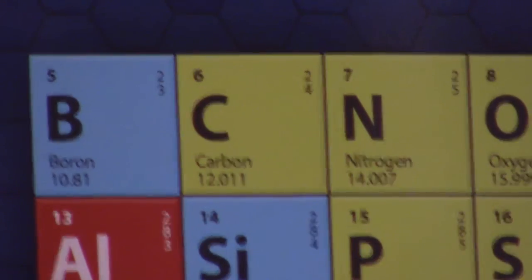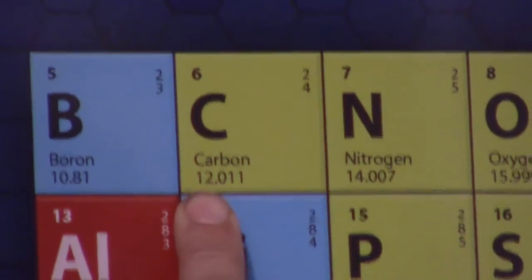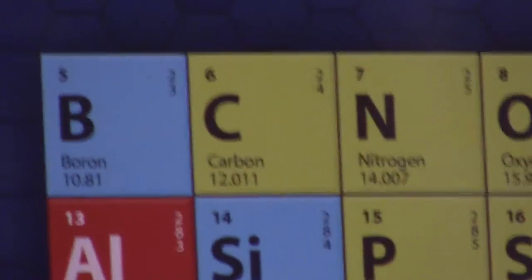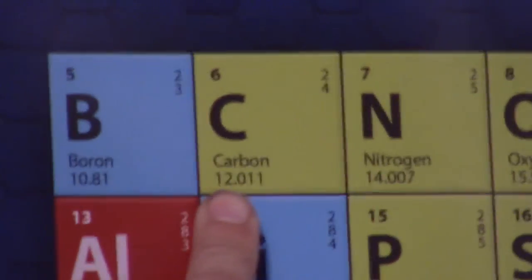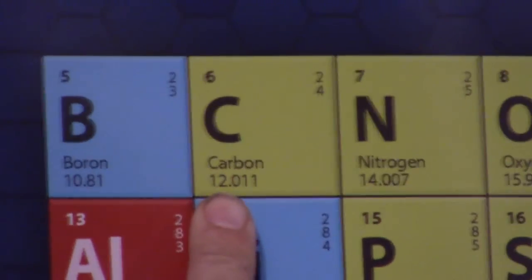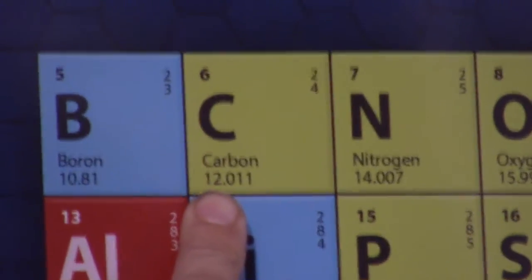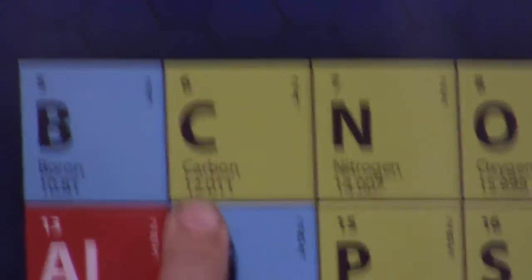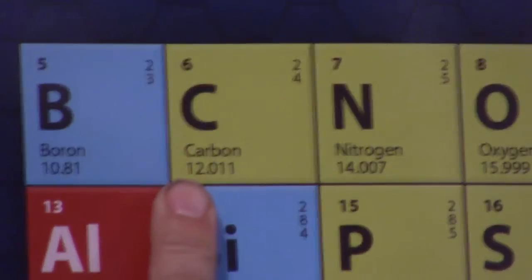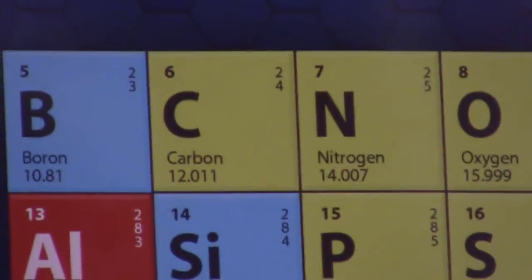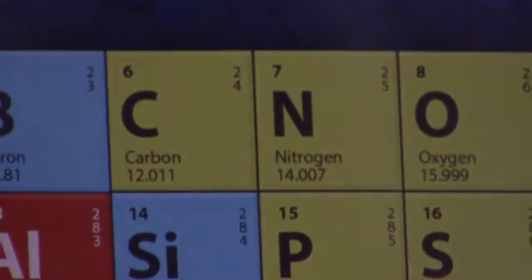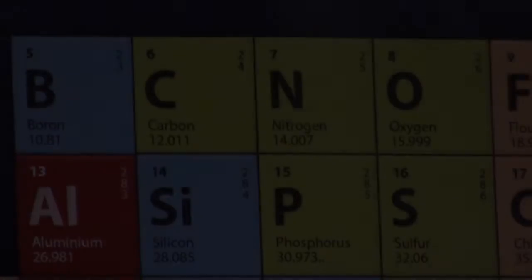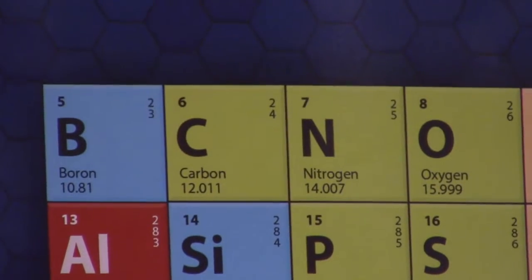But anyway, take a look at carbon. Carbon has an atomic weight of 12.011. That's also its molar mass. So if I had 6.02 times 10 to the 23rd atoms of carbon, it would weigh 12.01 grams. All right? Good? Okay, so that's what 1 mole of carbon weighs.